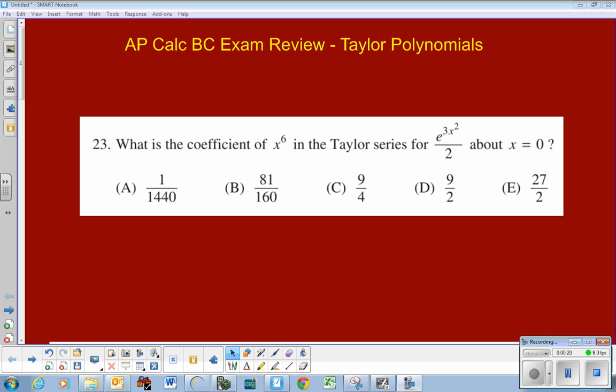Every time you flip through a test made by them, there are 2 or 3 multiple choice and maybe an entire open response, most likely yes on a BC exam, dedicated to Taylor polynomials or Taylor series or power series, all kind of basically the same thing. But this video is going to work on some multiple choice types of questions that you'll see.